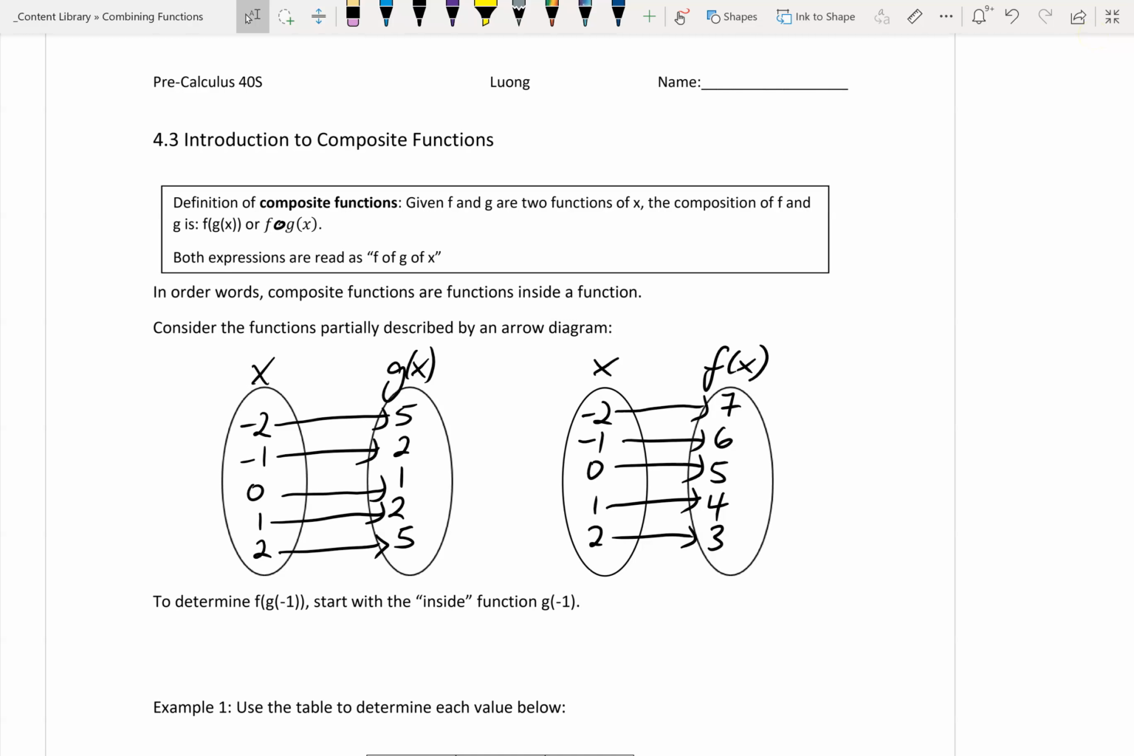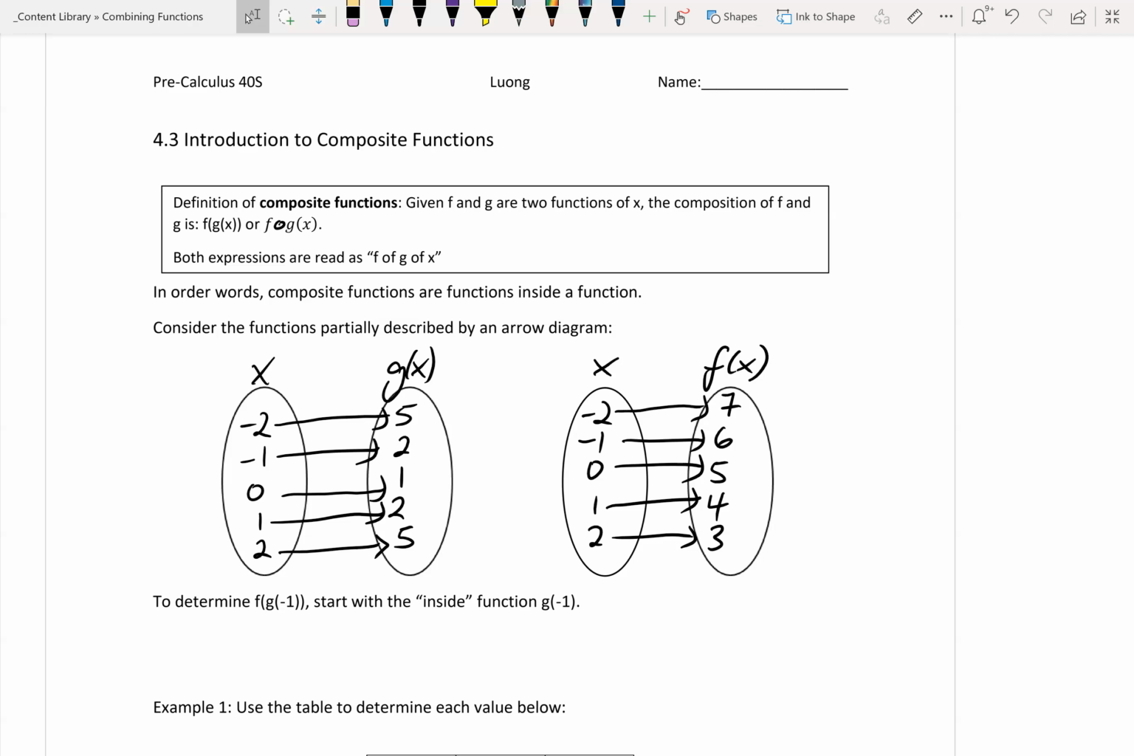Welcome to the next lesson in our combining functions unit. We're going to introduce composite functions again. You probably have seen this before in grade 11 pre-cal. We're just going to continue on with this in grade 12 pre-cal.